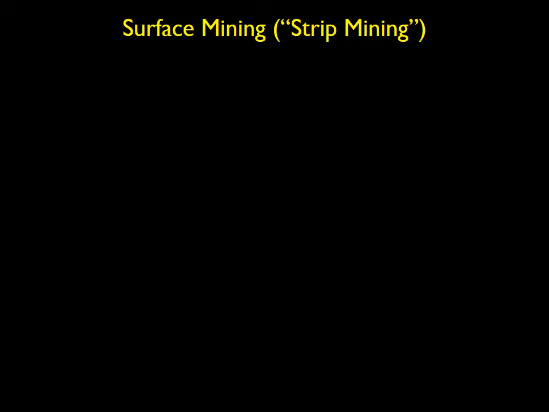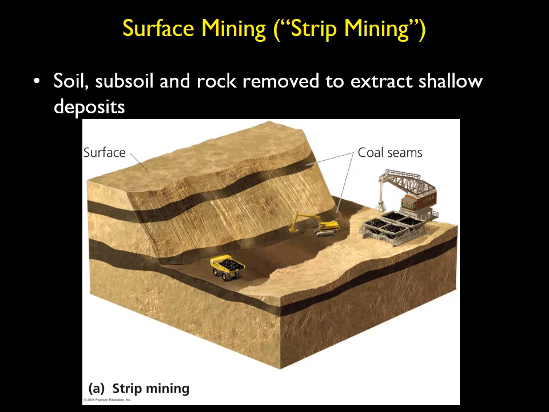So how do we get at coal? Surface mining or strip mining is one way. What this looks like is removal of rock that is sitting above these coal deposits. This is what's called the overburden, all the rock and soil that you have to remove to expose these shallow coal deposits.